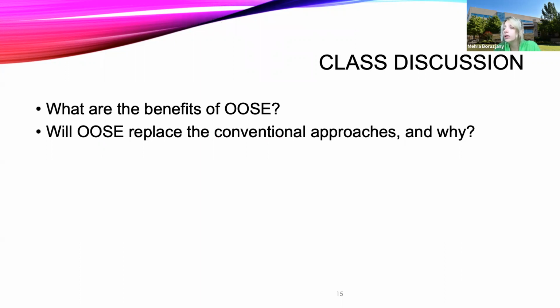So a quick discussion. Anybody wants to add anything based on what we just said about the benefits of the object-oriented? Do you think that when we have object-oriented, we do not need any other types of views, specifically the functional view anymore? Or, what do you think? Or what you learned so far?